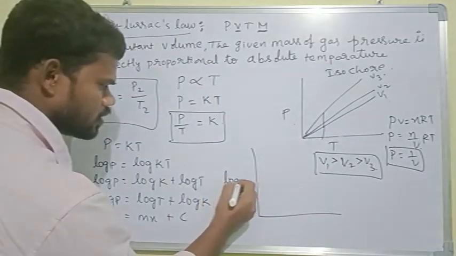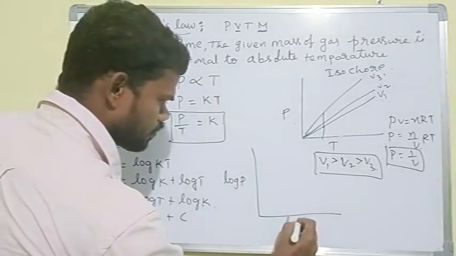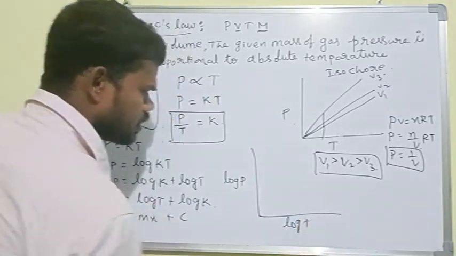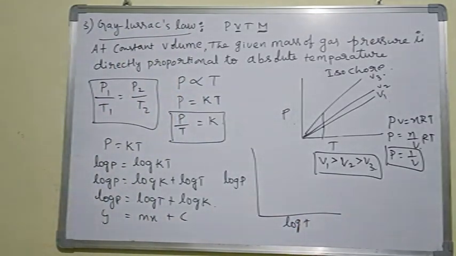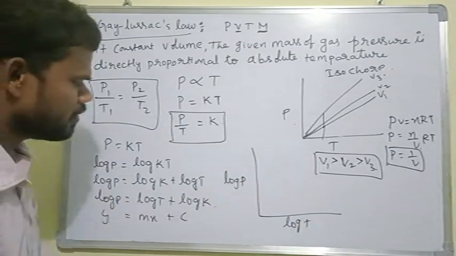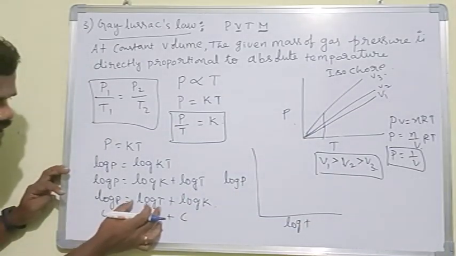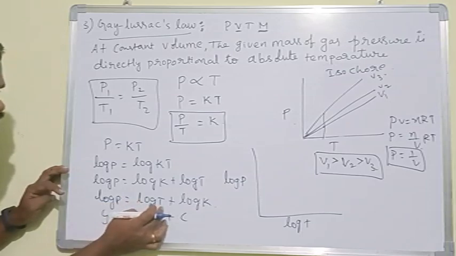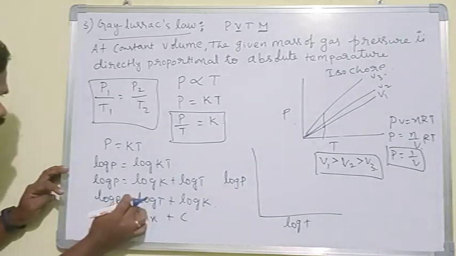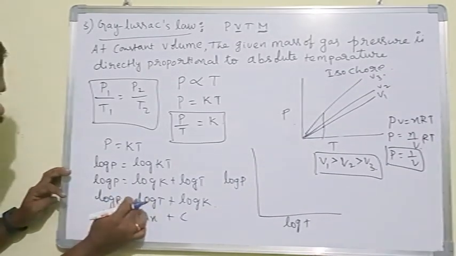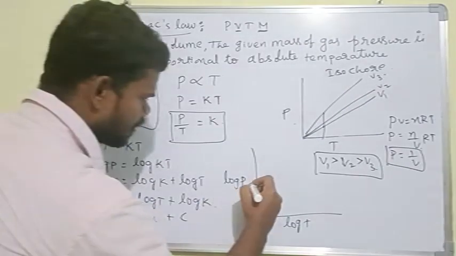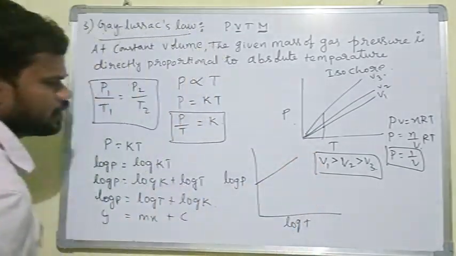Log P versus log T will give a straight line only. Here, is the slope positive or negative? The coefficient of log T is the slope, and if we consider this, it is a plus only. It is a positive slope, so you will get a graph like this.